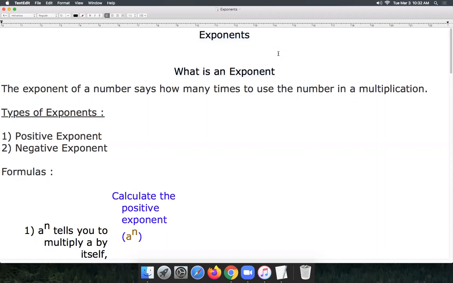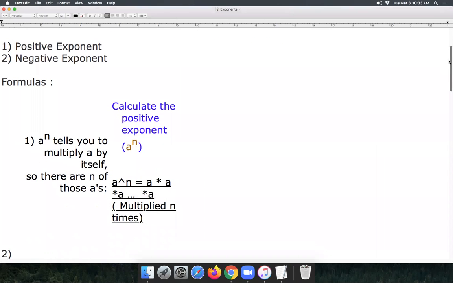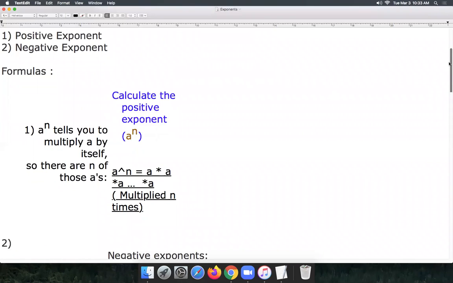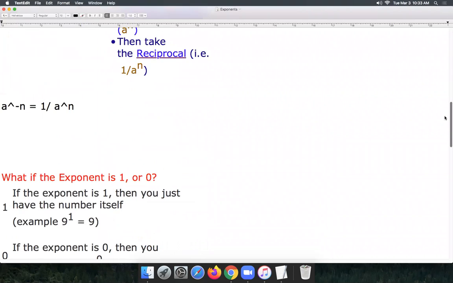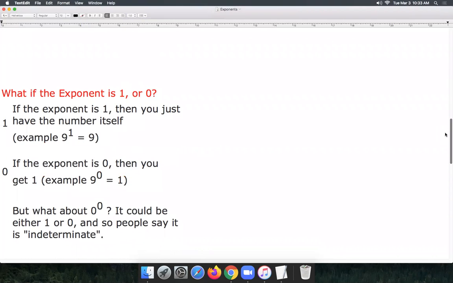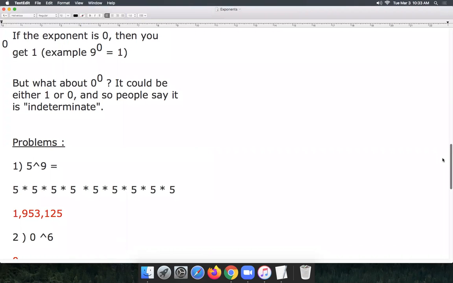I'm going to explain what an exponent is, what the types of exponent are, and the formulas. Using the formulas, how can you easily solve the problems? We have 4 formulas using which you can easily solve any kind of problem. Today we are going to go over the basics of the exponent, and at last I will be solving a few problems.